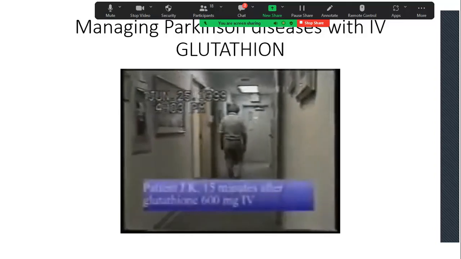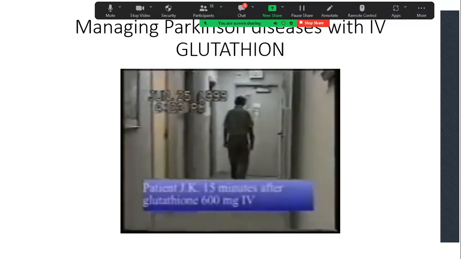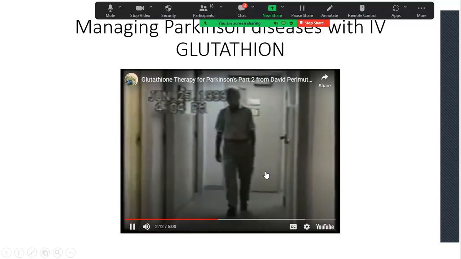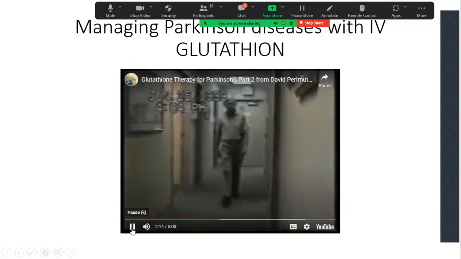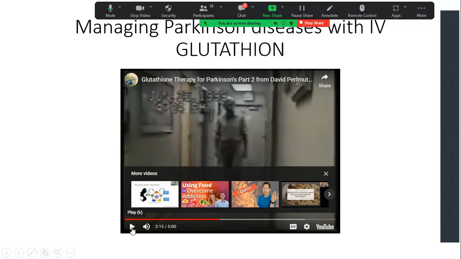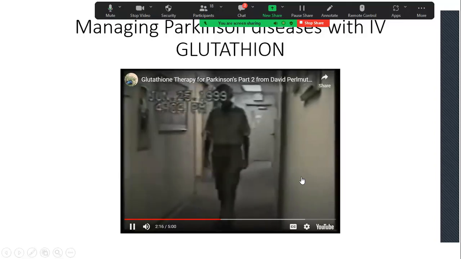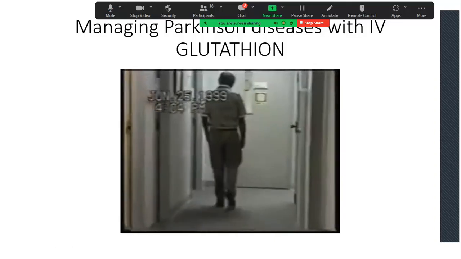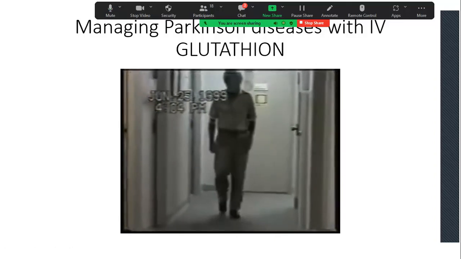facial expression. 15 minutes after receiving glutathione, 600 milligrams intravenously, the patient is observed to ambulate with much better arm movement. So he was using 600 milligrams, but in his newer cases, he's actually using 3,000, 3 grams of glutathione. We're going to see that in the video. I used the 3 grams instead of 600. His rate of ambulation seems to have increased as well, and the patient does appear to be somewhat more animated.